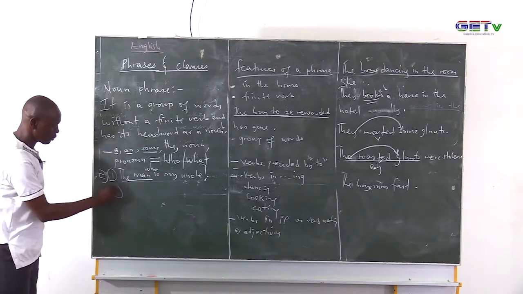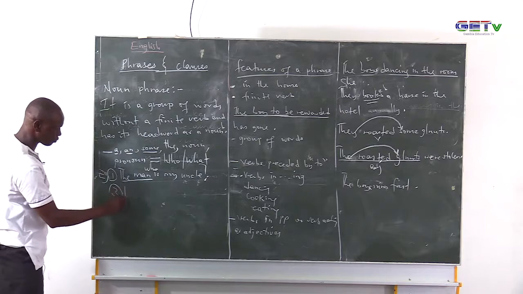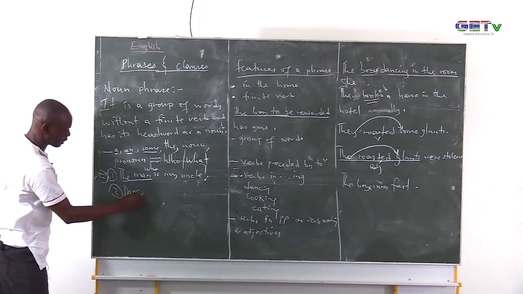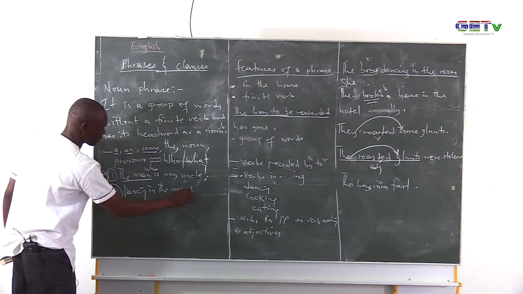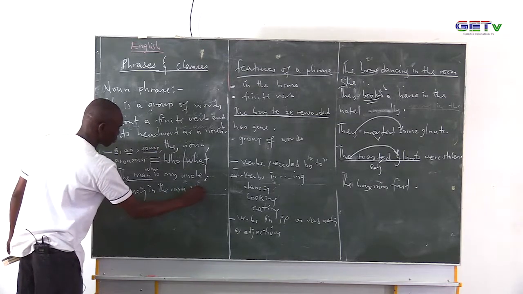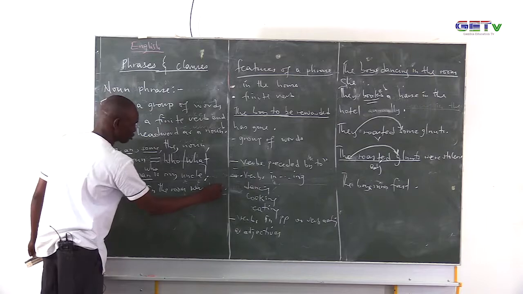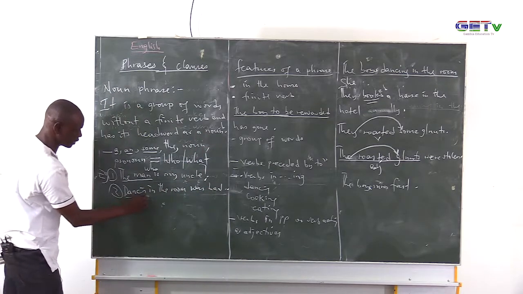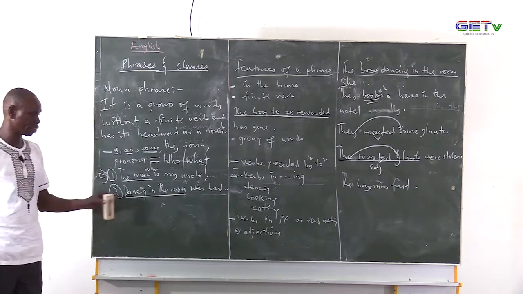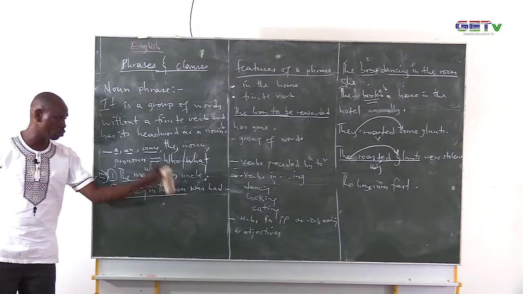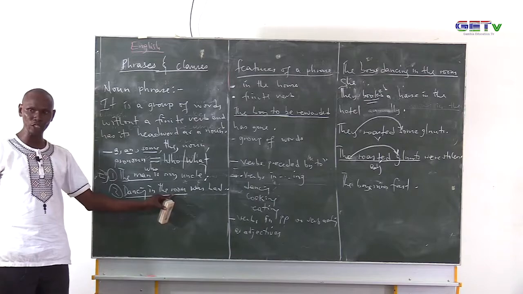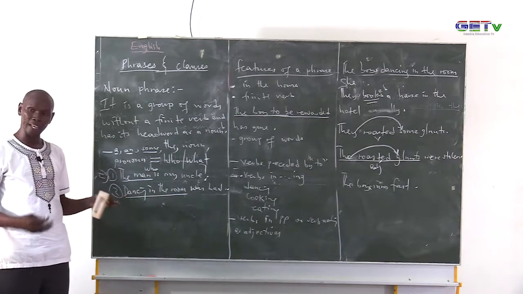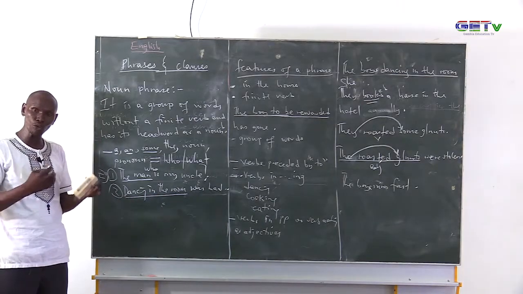Example two, if you say, dancing in the room was bad. Assuming this is an example, dancing in the room. Remember, we talked about gerunds. Dancing in the room was bad. What was bad? Dancing in the room. So contextually, this is also a gerundial phrase, but it is playing the role of a noun.